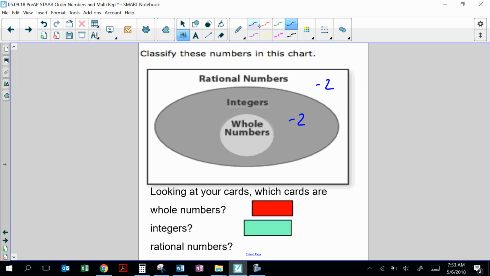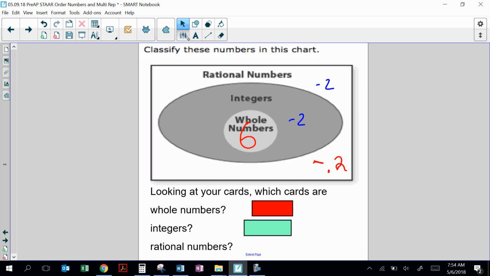Next one. What happens if you get -0.2? Where would that go? The whole number? Well, not really, because whole numbers have no decimal. Can it be an integer? No, those are positive and negative whole numbers. And then right here, it goes right here. Next one. Let's do 6. Where would you put 6 in this chart? Well, 6 is a whole number. It's a number you can count with. Can 6 also be an integer? Yes, integers are positive and negative whole numbers. And can it be a rational number? Yes, because can 6 be written in fraction or decimal form? 6 over 1 or 6.0.